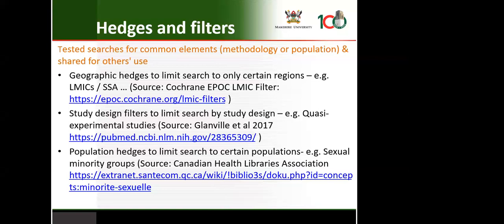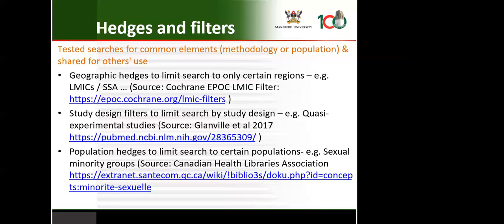So there are geographical hedges to limit search to only certain regions, for example, low and middle income countries, sub-Saharan Africa, etc. And that is the source. Then there are study design filters to limit search by study design. For example, you want only quasi-experimental studies, it is also there. Then the population hedges to limit search to certain populations, for example, sexual minority groups, etc. So those search filters have already been done for you.